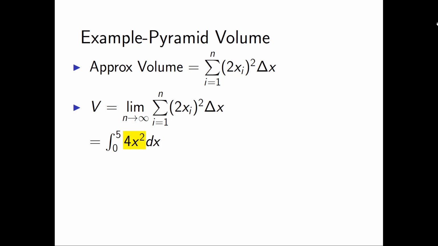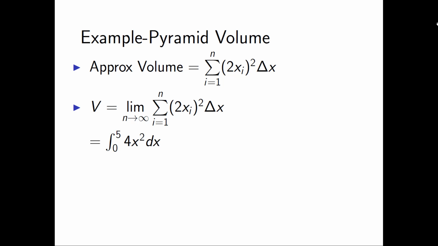The integrand, the piece inside, is 2x squared, so it's just 4x squared. The limits go from 0 to 5, because the pyramid itself went from x equals 0 to x equals 5. So this is the integral setup for the volume of our pyramid. Hopefully you can see that once we got to this stage, this is trivial. This is very easy.